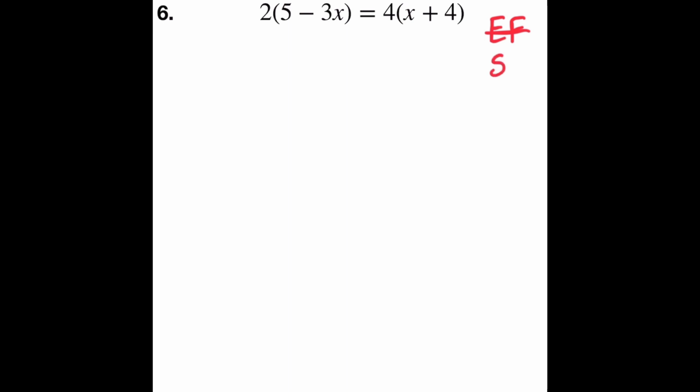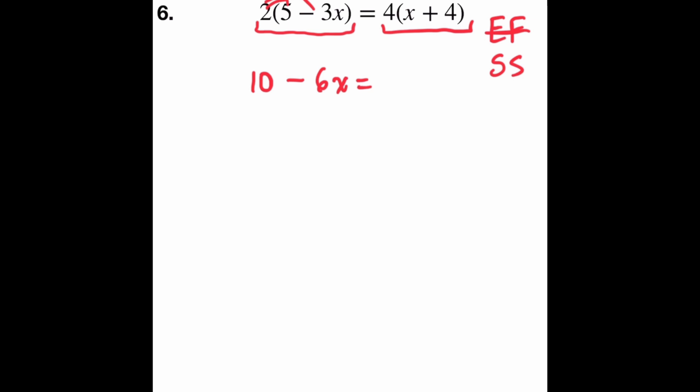Step 2, simplify sides. In this problem, I have to simplify both the left side and the right side because there's a distributive property on both sides. So I'm going to distribute the 2 to both the 5 and the negative 3x. On the left side, 2 times 5 is 10, and 2 times negative 3x is negative 6x.